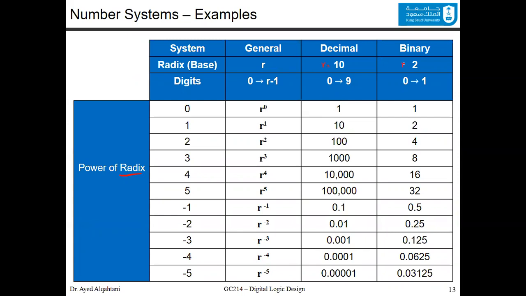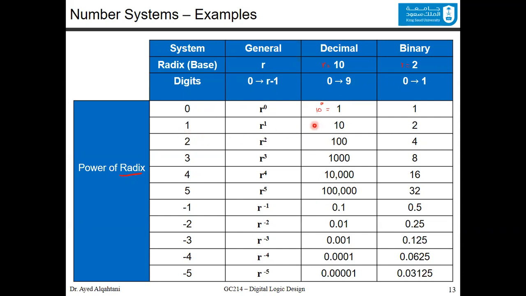And if R is equal to 2, which is a binary system, we have only 2 digits, which are 0 and 1. So now, if the power is R to the power of 0, 10 to the power of 0 is equal to 1. 10 to the power of 1 is 10, 100, 1,000, 10,000, 100,000. And that is what we have in the decimal system.